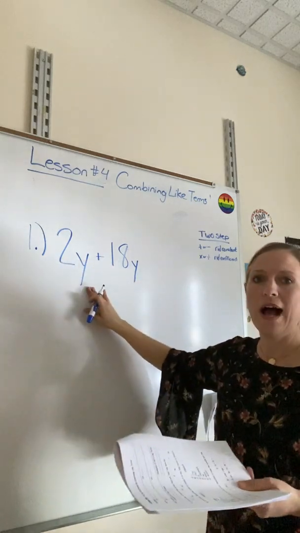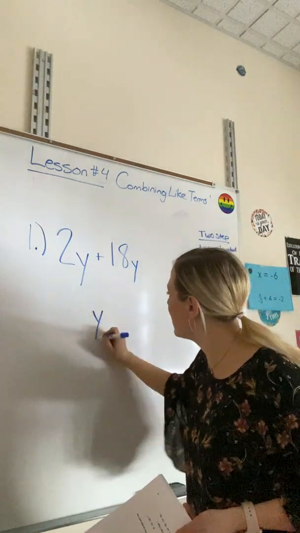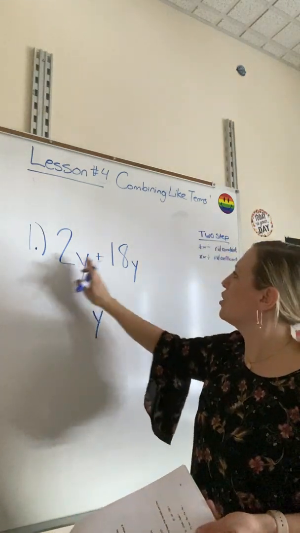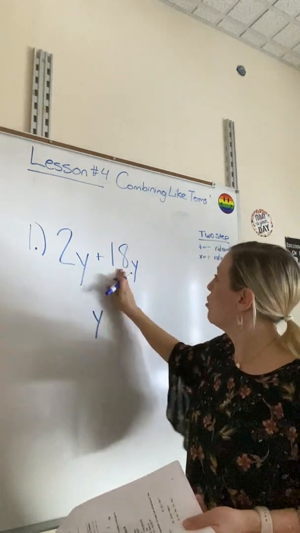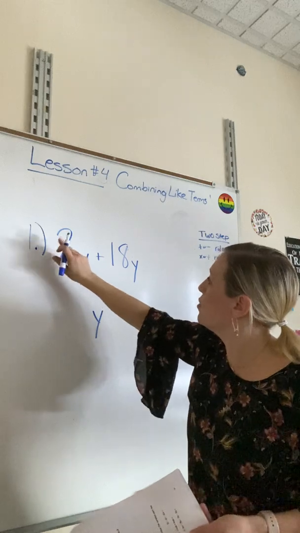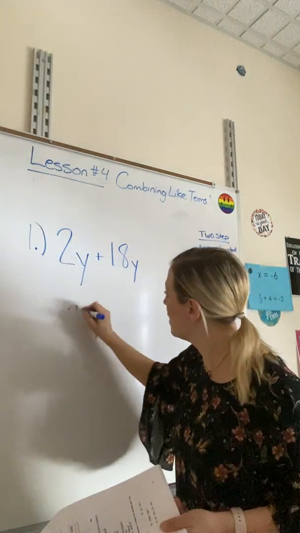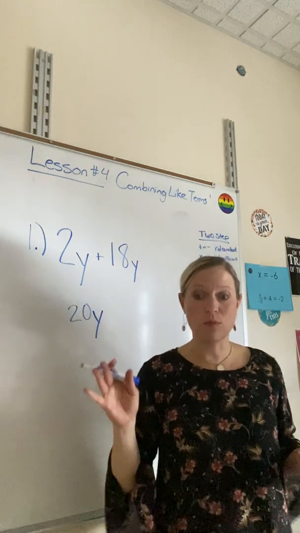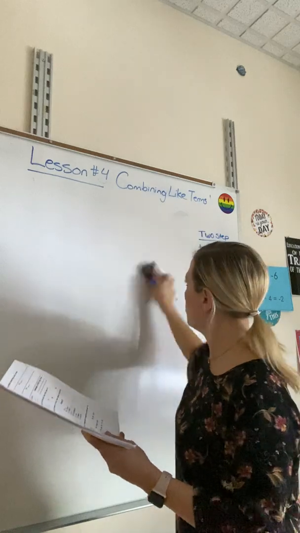So we wanna know how many y's we have. So when you combine like terms, you keep the variable the same and you look at the coefficients, the number in front of the variable, right? So look at the coefficients and this is positive 2 or 2 plus 18, and you can put that into your calculator and you would get 20. So you have 20y.